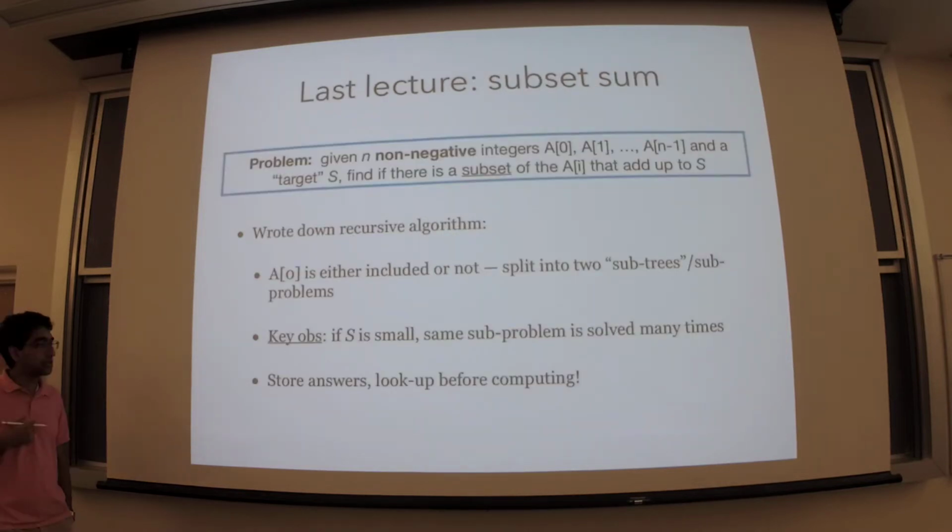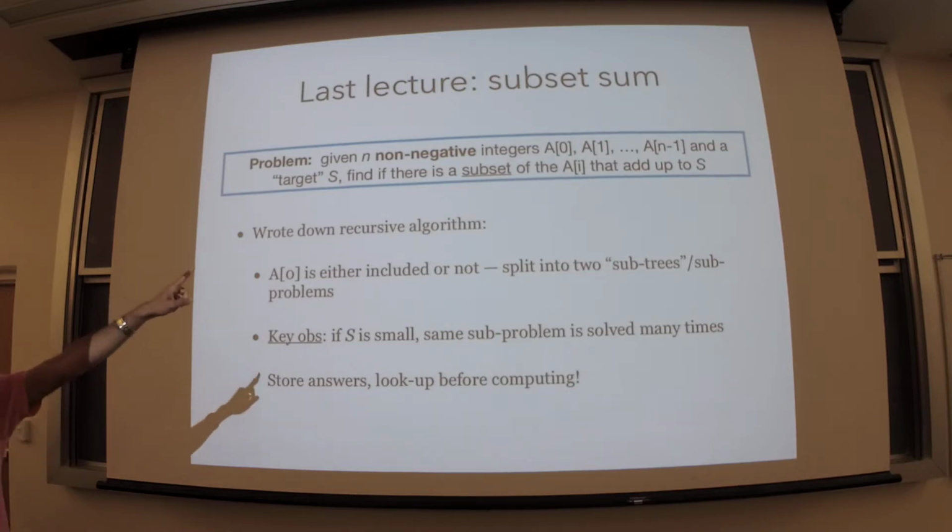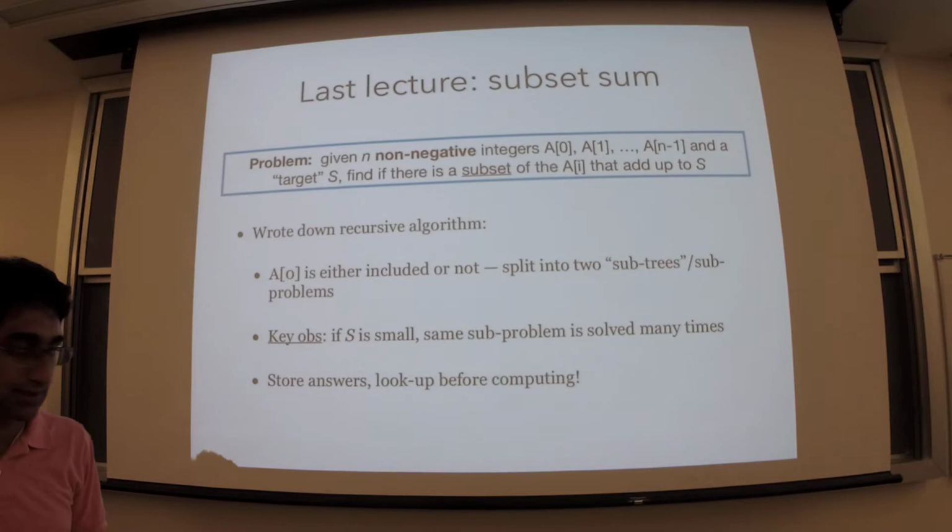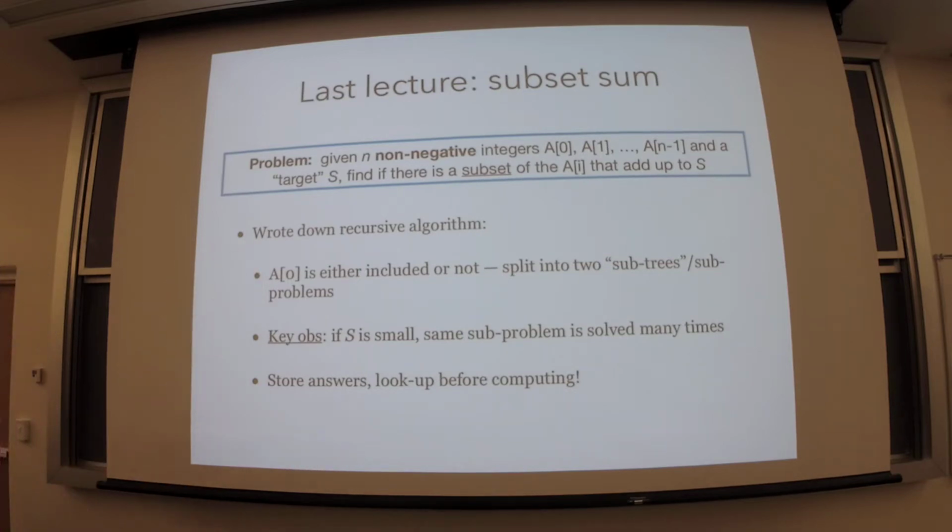Okay, so let's continue with dynamic programming. Last time we introduced dynamic programming, and the way we introduced it is via this example of subset sum. Here the problem was you're given a bunch of non-negative integers, a0 through an minus 1, and you have some target s, and your goal is to find a subset of the ai that adds up to s. Okay, so the sum of the elements in the subset that you picked should be exactly s.